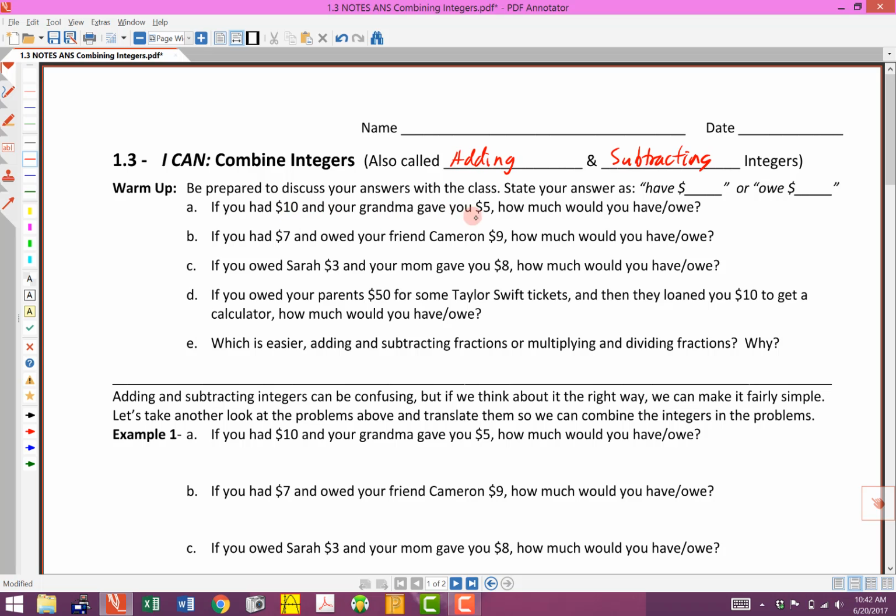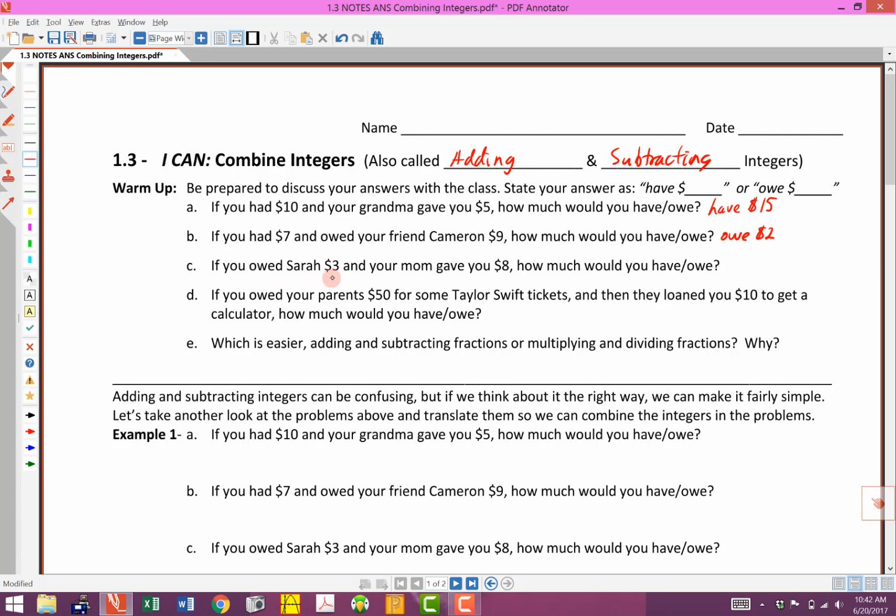If we've got 10 bucks and our grandma gives us $5, we're going to have $15. If you had $7 and you owed your friend Cameron $9, how much would you have or owe? So you've got $7, but you owe your friend Cameron $9. By the time you pay him the $7, you still owe him $2.